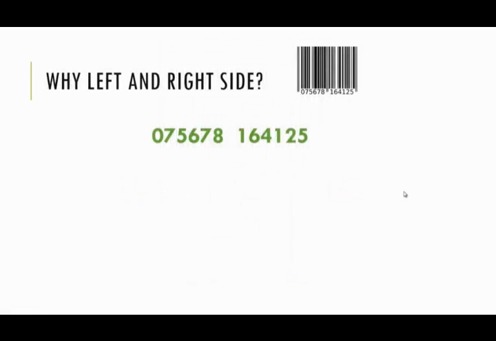So why left and right side? Why do we have the barcode divided? You see here the center guard divides the product code into two separate parts, the left hand side and the right hand side. Every digit in the product code is equivalent to 7 binary numbers, zeros and ones. Binary numbers are zeros and ones.